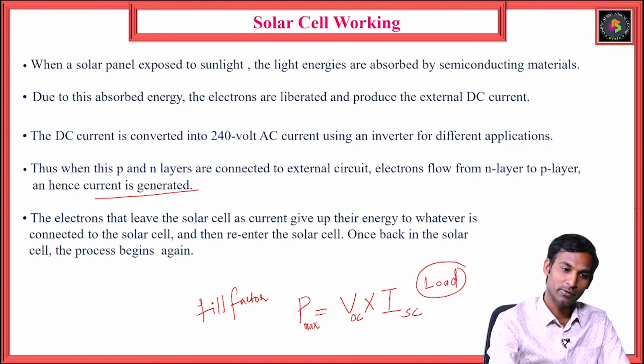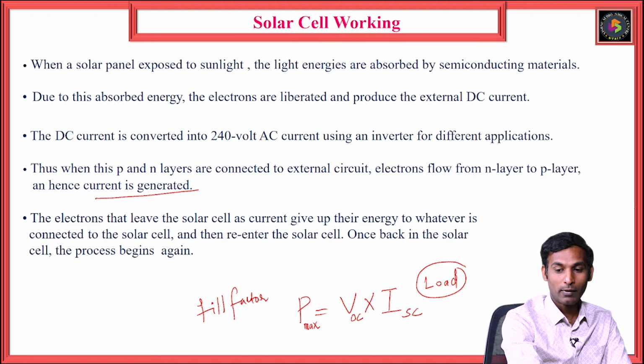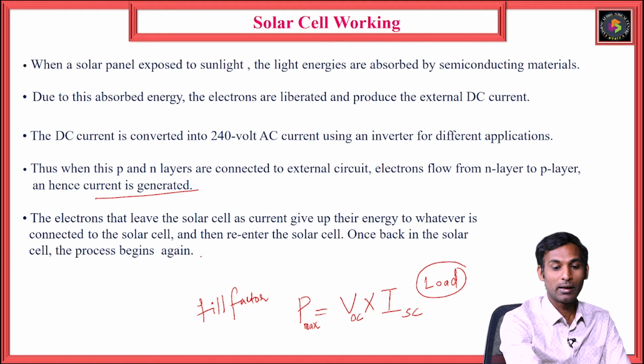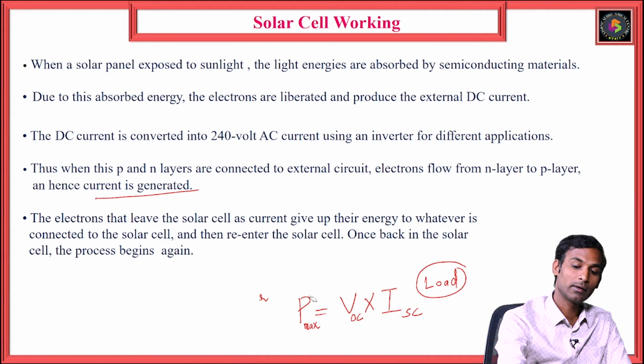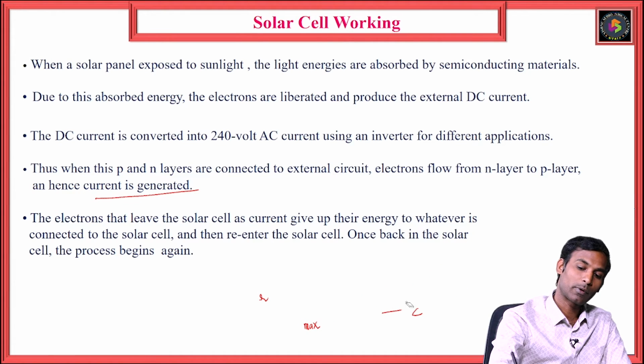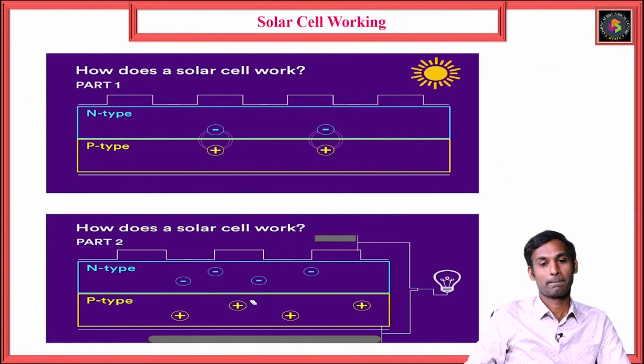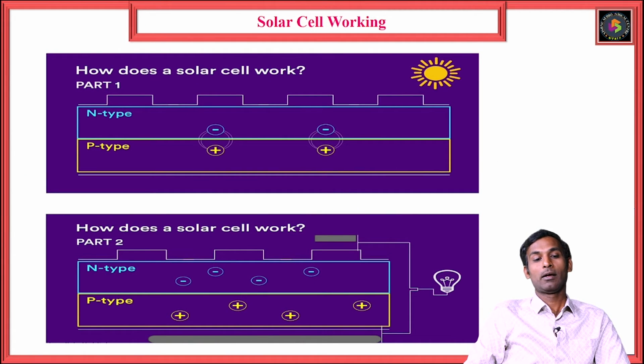In the next diagram we have to see that point. Whatever is connected to the solar cell, the electrons then re-enter the solar cell. Once back in the solar cell, the process begins again and again. Okay, you can see that point in the diagram in the next slide. See here, how the solar cell works. How does the solar cell work for part 1 and part 2? You have to observe here.